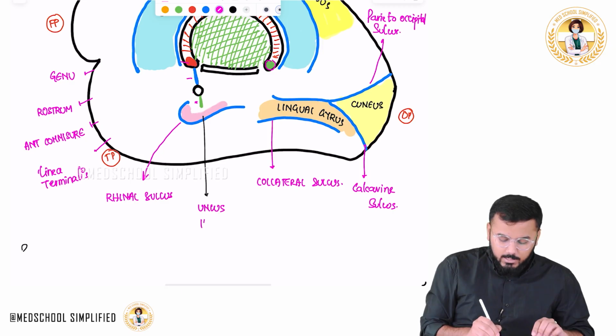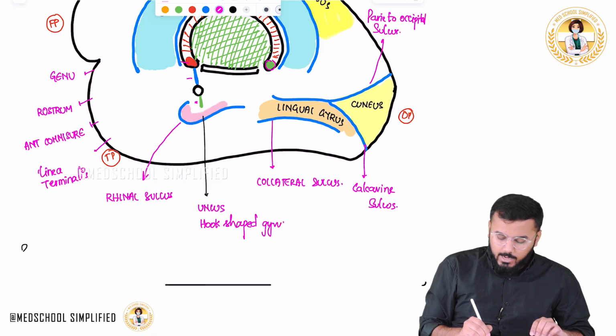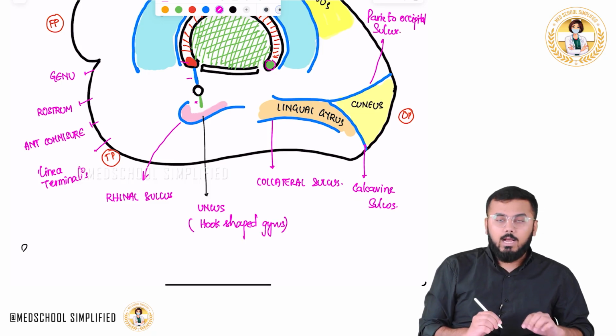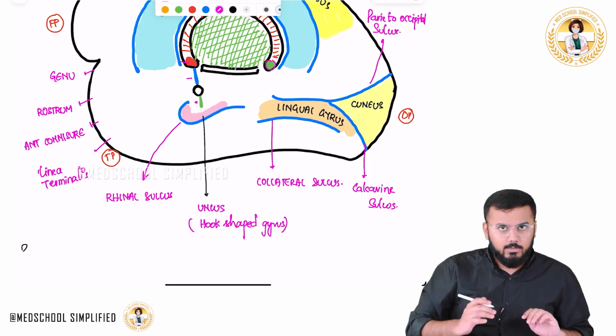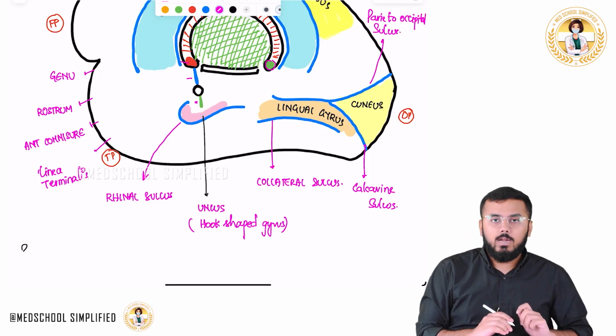So what is this uncus? Uncus is a hook shaped gyrus. Okay, uncus is a hook shaped gyrus. And what is the function of this uncus? Uncus is responsible for olfaction. I will tell you that in a minute. Okay. So this is your uncus.